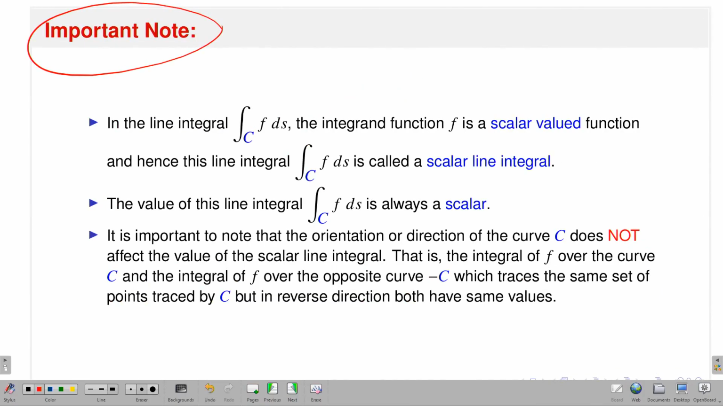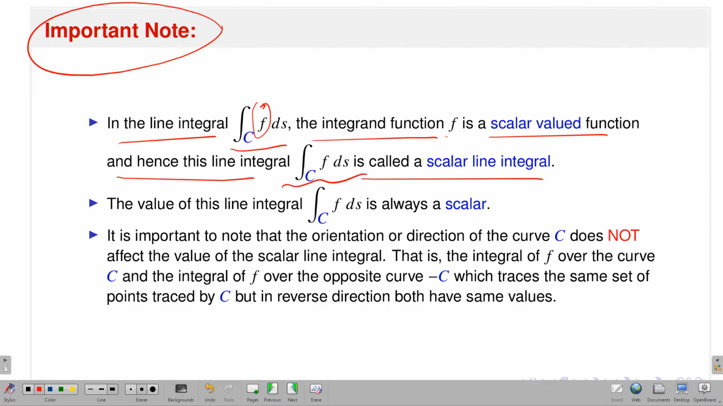A couple of notes, a very important note I have written. First of all, in the line integral, integration over C of f ds, this is my integrand, right? The integrand f is a scalar valued function. That means it is taking values in R, and hence this integral is called a scalar line integral. My function is actually a scalar field, so the corresponding integral is called scalar line integral.